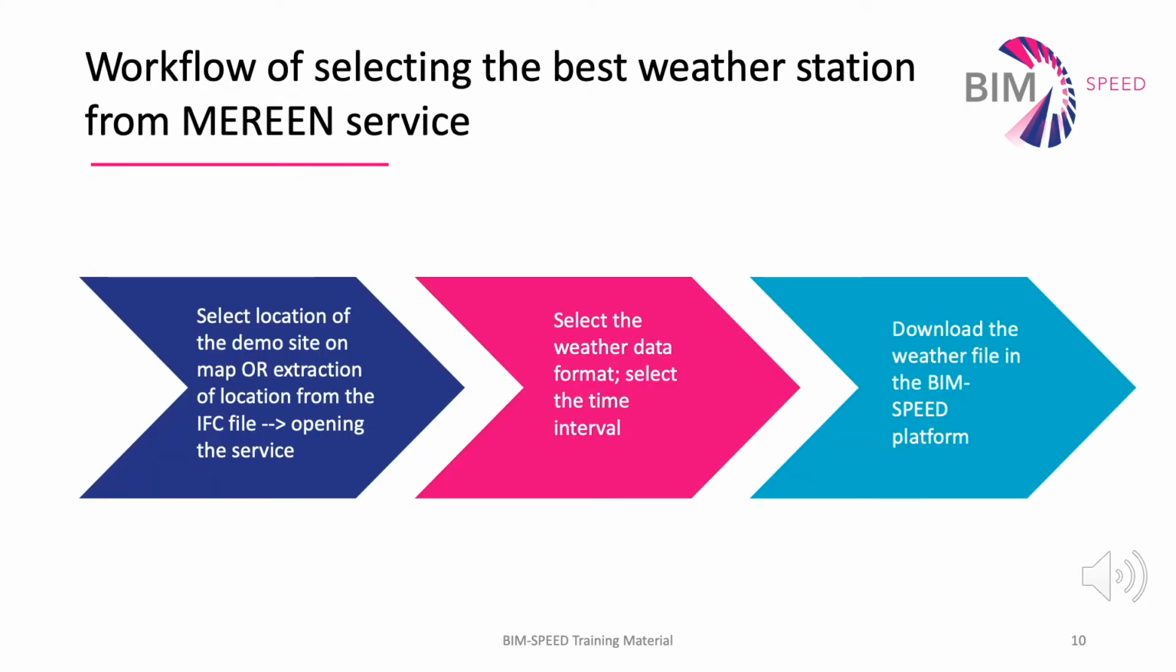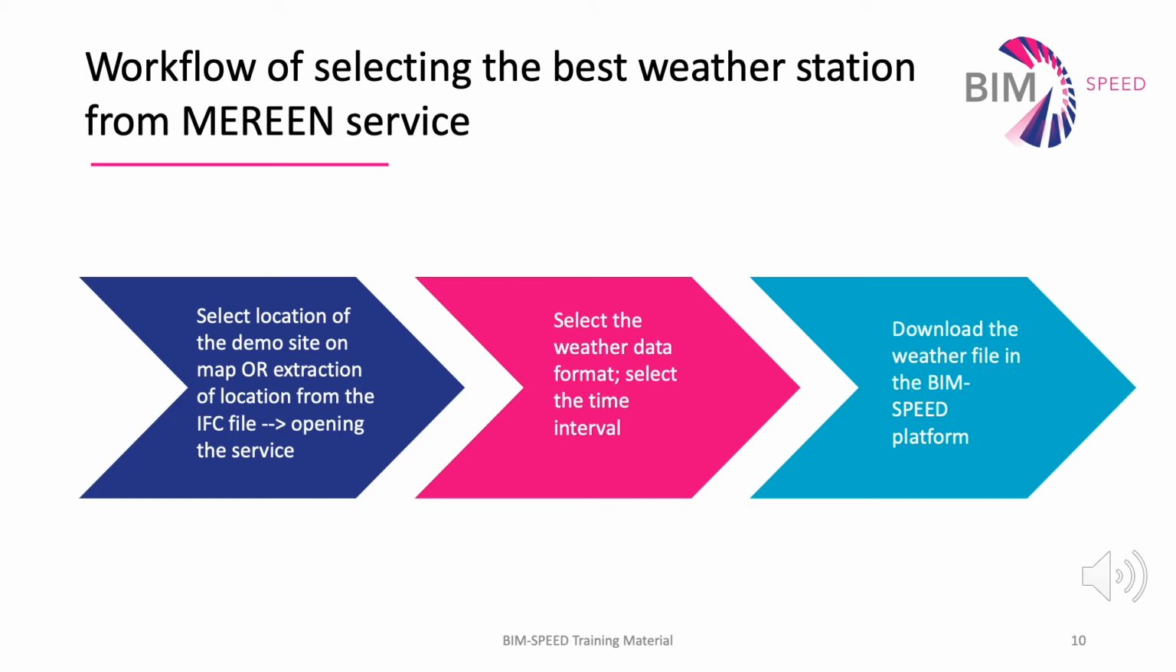From the BIM-SPEED platform, the workflow to select the best weather station for collecting data is as shown in the figure. The first step is to select the location of the demonstration site. This can be done by accessing the service from the BIM object, meaning the IFC file. This is possible if the IFC file includes the correct GPS location of the demonstration site.